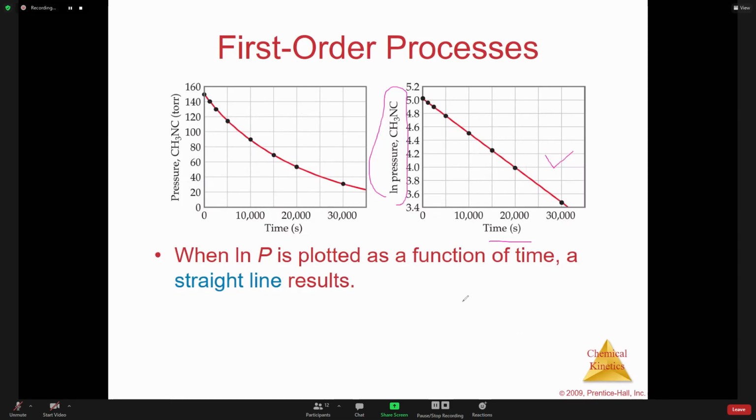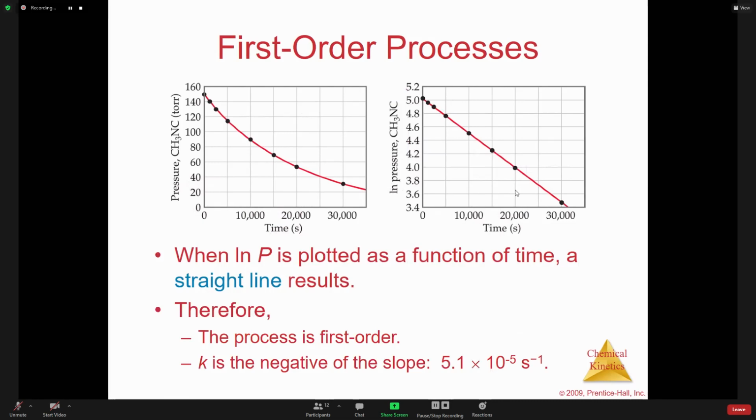So that's what we're going to do in our lab next week: we're going to do this crystal violet NaOH reaction and collect some data and graph it and see if it's zero, first, or second order. And the closer the R squared is to 1, that tells you which relationship it is. And so this is first order.